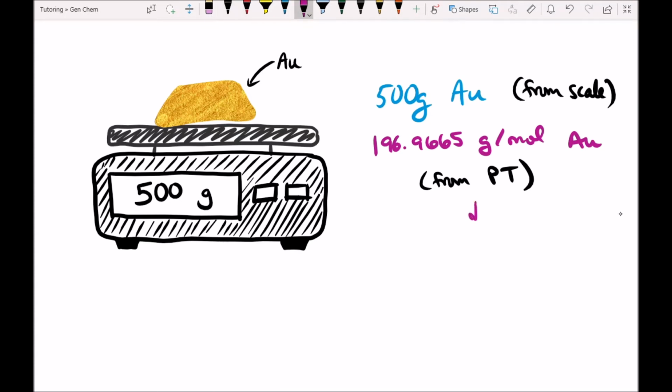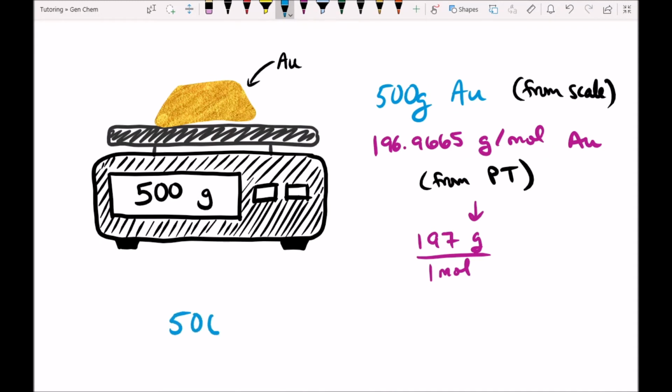So our mass of gold is from the scale, and our conversion factor is from the periodic table. And of course, our conversion factor is the molar mass, and let's round that to 197 grams, and it's a fraction, 197 grams over 1 mole. At the very beginning, I talked about the two steps. We have our mass in grams that we want to convert, and we divide it by the molar mass.